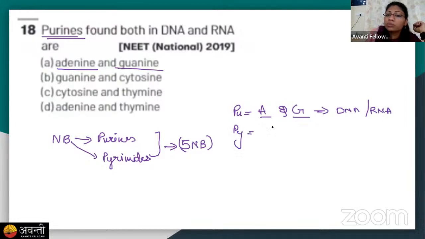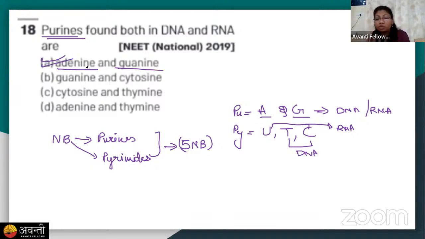Whereas in pyrimidines, we have three, that is uracil, thymine, and cytosine, out of which two are present in DNA, whereas the other two are present in RNA. So in this question, we are talking about only purines. So yes, your option is correct. Option A is the correct answer because the purines, adenine and guanine, are present in both types of nucleic acids. Correct.